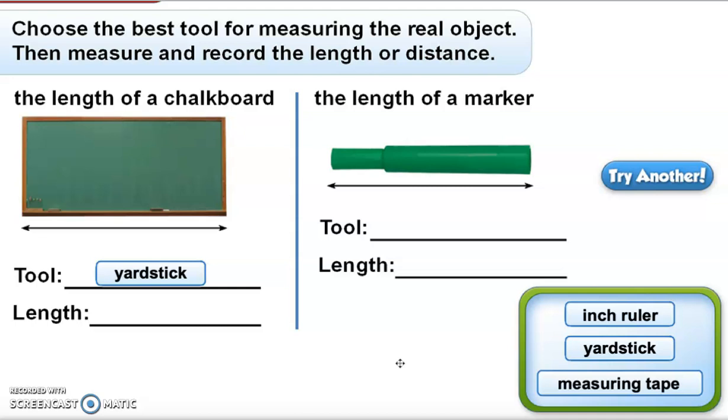The length of a marker. I want you to take a few seconds and think about which would be best to measure the length of a marker: an inch ruler, a yardstick, or a measuring tape.